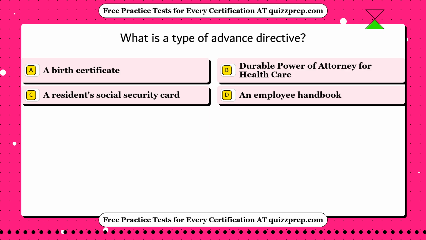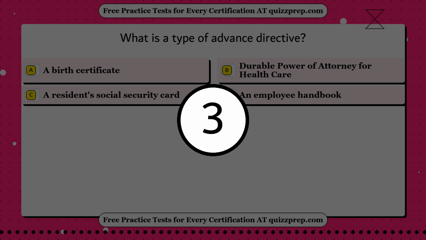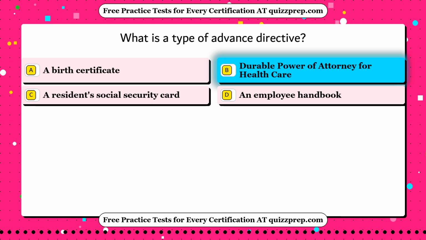Question 91. What is a type of advance directive? Option A, a birth certificate. Option B, durable power of attorney for healthcare. Option C, a resident's social security card. Option D, an employee handbook.